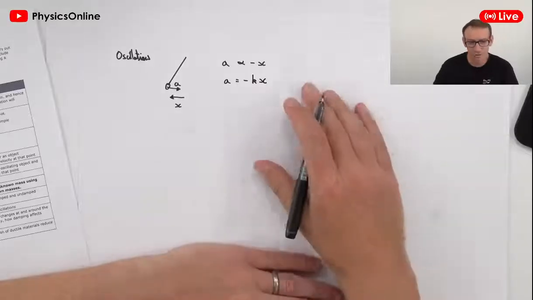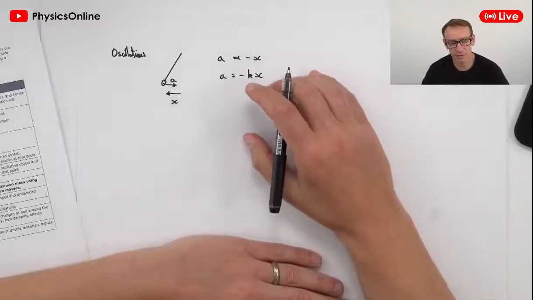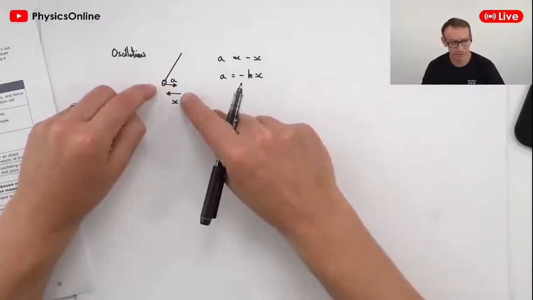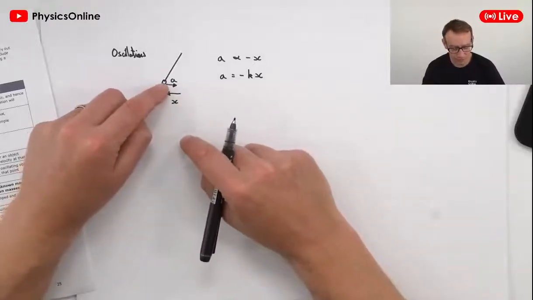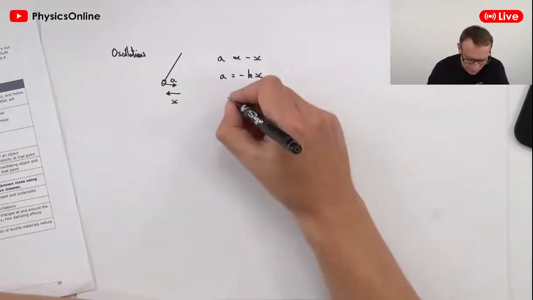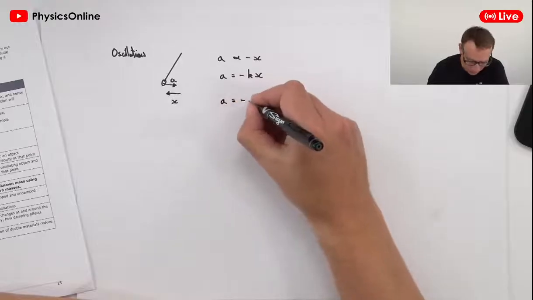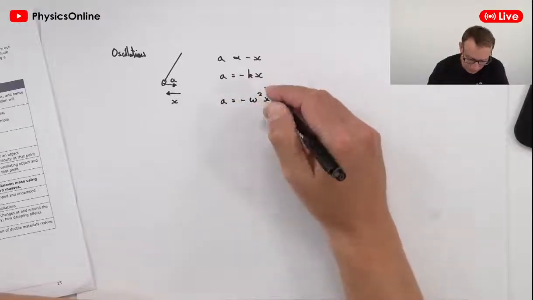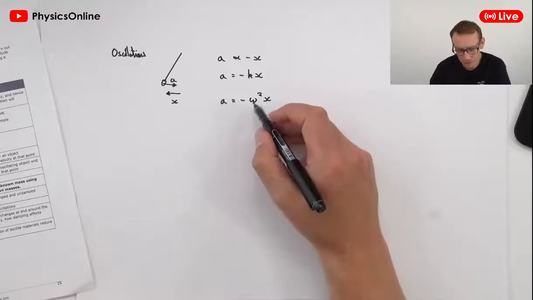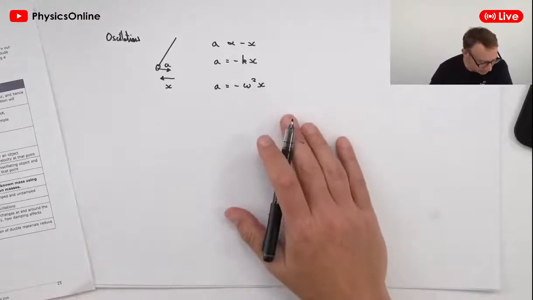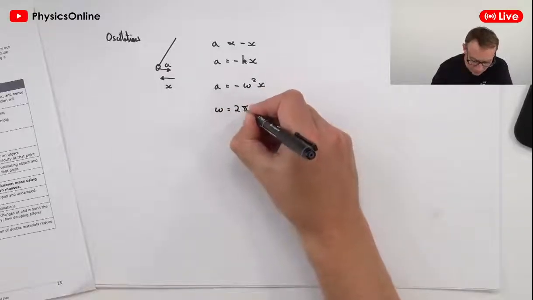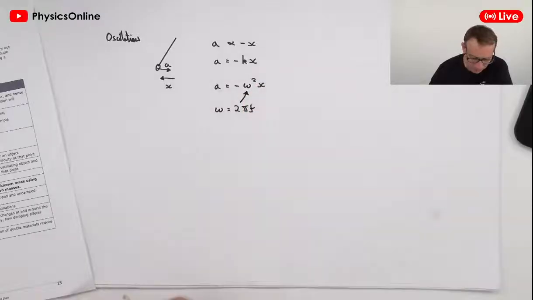Okay, and this is the defining thing for simple harmonic motion, because the force is going to be this way when it's displaced to the left, and of course the force on that mass is going to cause this acceleration. Now a is equal to minus omega squared x. Okay, so omega is like the angular frequency. So there are loads of equations. Okay, you need to know that omega is equal to 2 pi f.